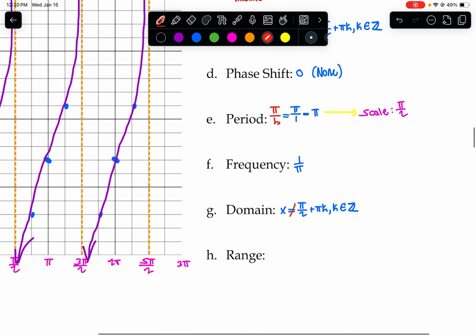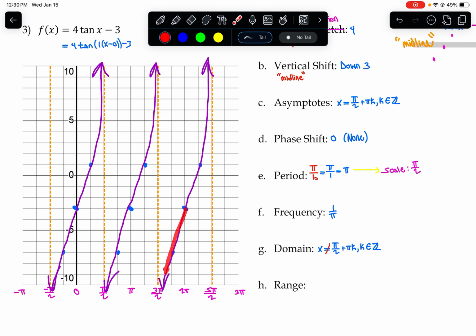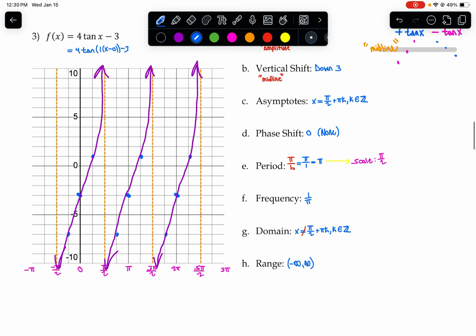All right, and then for the range, as you notice, your little tangent graphs over here are going to be going all sorts of crazy. You got your little disco curves over here. So they're going to go down indefinitely, and then they're going to go up indefinitely. So what that tells you is that the range is just going to be all real numbers, or negative infinity to positive infinity. So, ta-da!